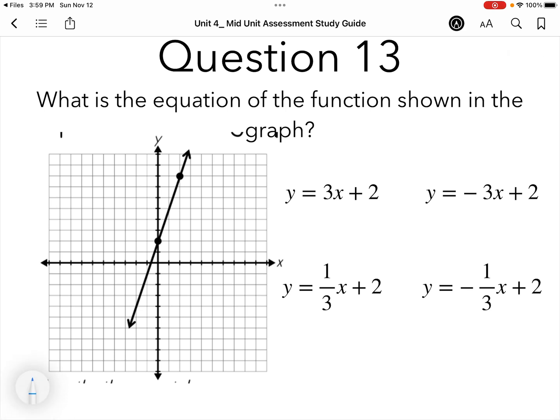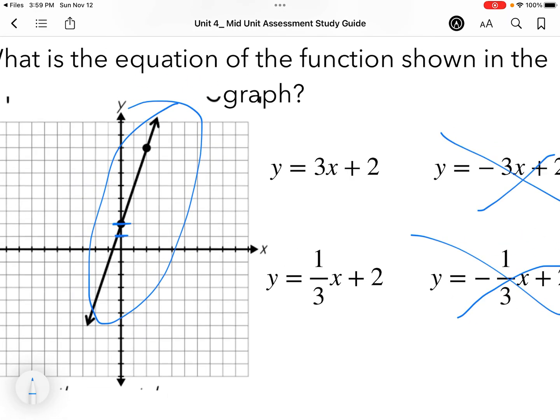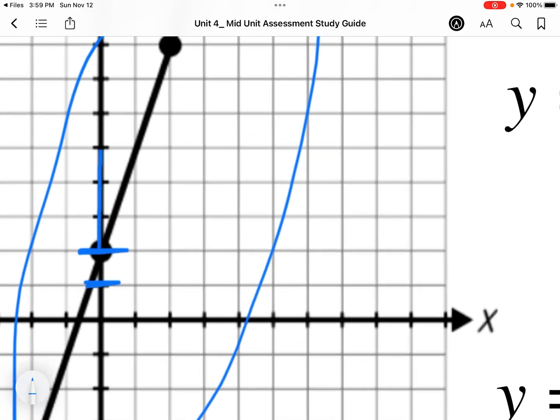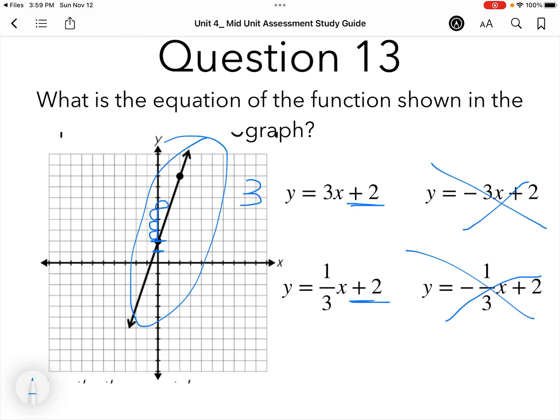So what we're going to do is look at the line. We're going to eliminate the 2 negative slopes because this is a positive slope. We also are going to look at our y-intercept. So this is 1, 2. We're going to look at our 2 y-intercepts. It's positive 2, right? Then we're going to look at our rise and our run. 1, 2, 3, 1. So that's 3/1. So our slope is 3. So that's got to be this one.